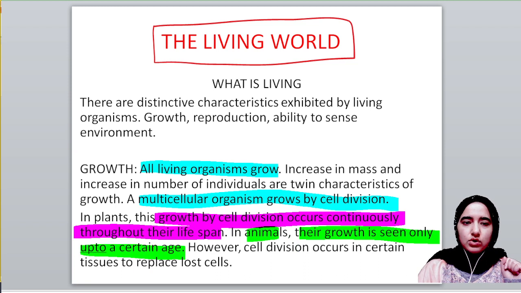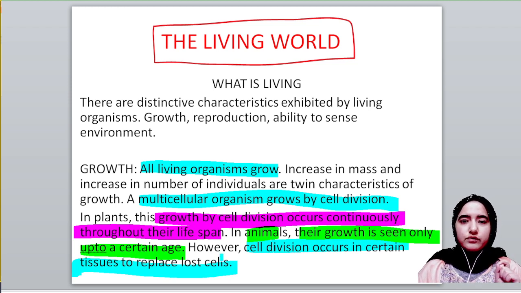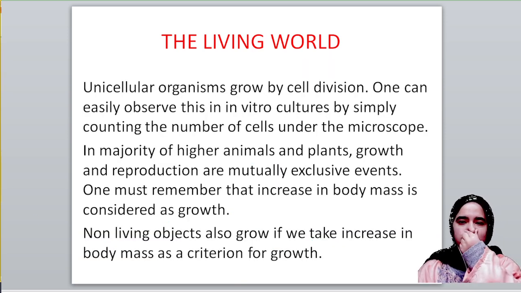But as I told you, cell division also occurs in certain tissues to replace lost cells, the reason for which might be injury or any other reason. That's why cell division will take place at that particular area, say for example in a tissue, in order to fill the area of injury with new cells. I hope this concept is clear.